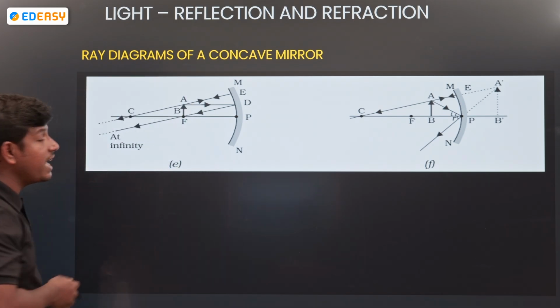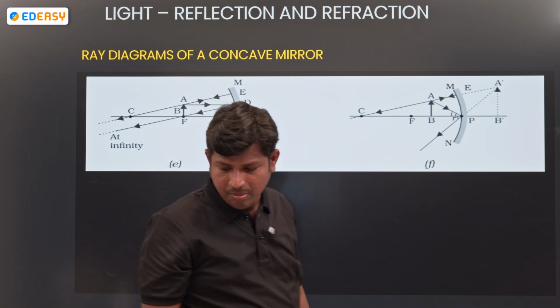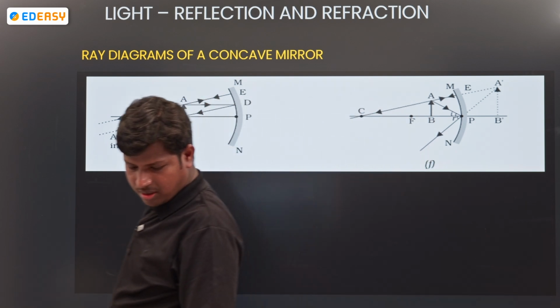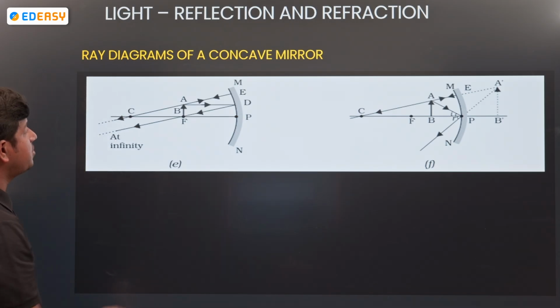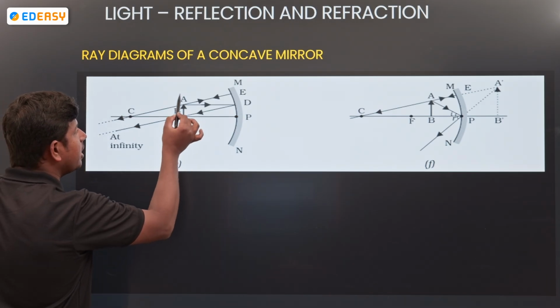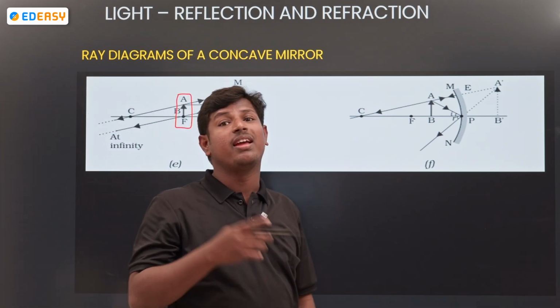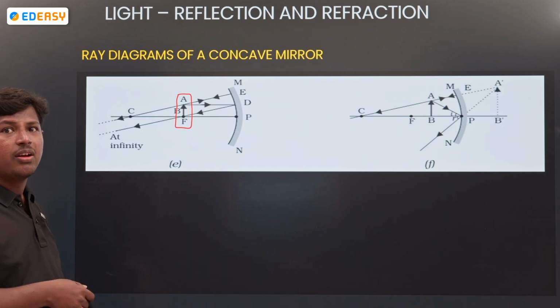Next, look at the diagram. Can anybody guess from the chat box? Where is the object now? Yes, very good. The object AB is at F. Where is the image? Can you guess? Look at the diagram.